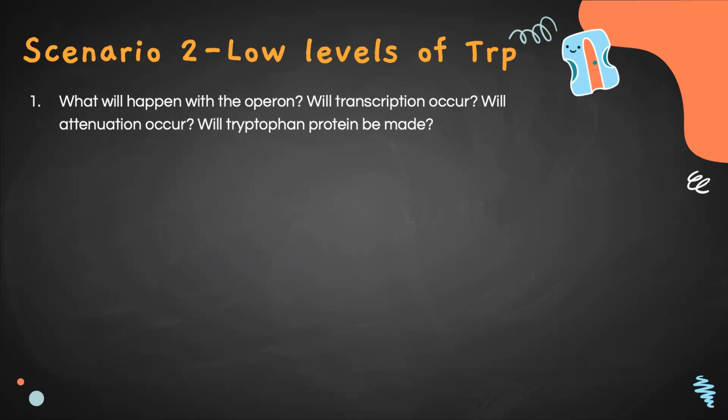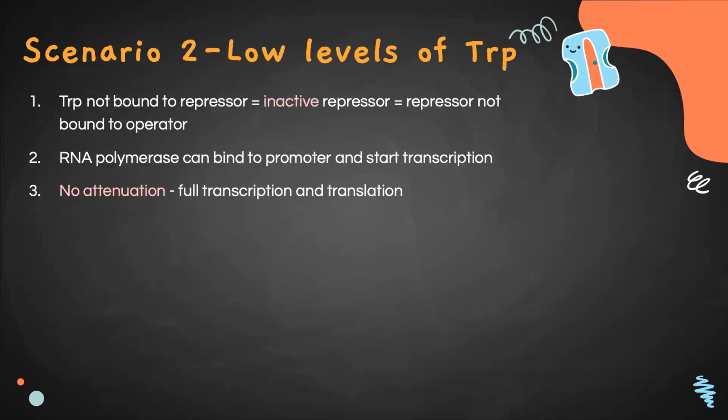Will transcription occur? Yeah, all right, cool. So tryptophan will not be bound to the repressor because there's not much of it around. If it's not around, it can't bind. That means the repressor is inactive, which makes the operon active.